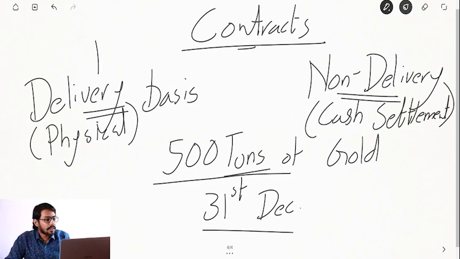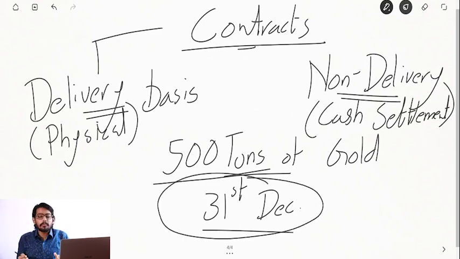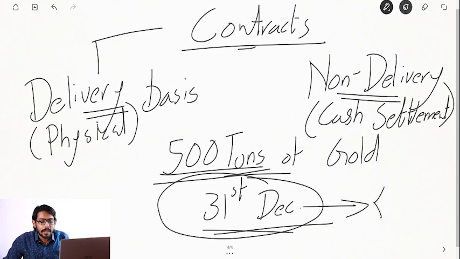If I enter into a contract on physical delivery, on a delivery basis, then on 31st December the seller will come to my house, unload 500 tons of gold and take cash from me. On 31st December, I will receive 500 tons of gold at my place of business, and I have to pay the agreed upon price. Today I am entering into this contract, so I will agree upon a price, say 30,000 rupees per sovereign, or 3500 per gram. That is a rate. At that rate, I will pay on 31st December, and he will give me 500 tons of gold. This is a contract on delivery basis.